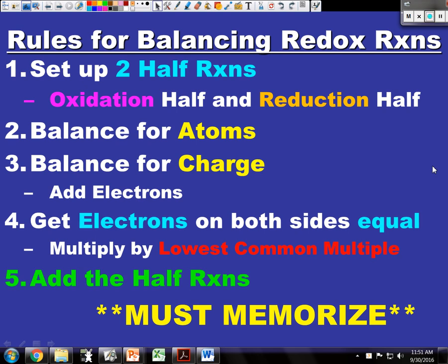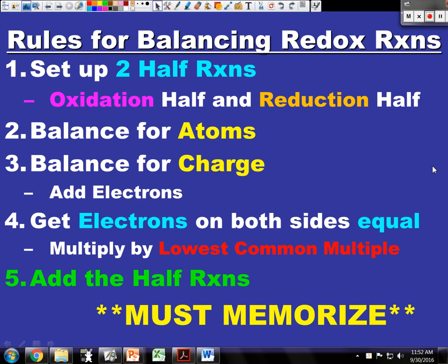The reason we need to do this, we're going to make the electrons equal for what? And that's in orange. For both half reactions. So for the oxidation half, you'll have a number of electrons, and the reduction half must have the exact same number of electrons. And why do we want to do that? So we can cancel out all the electrons and balance the charge.